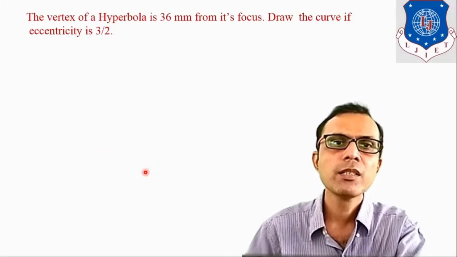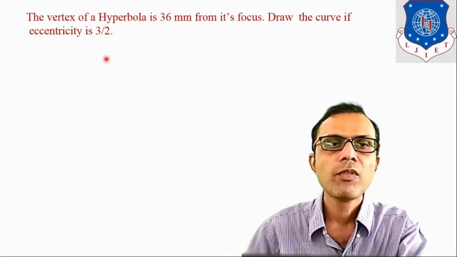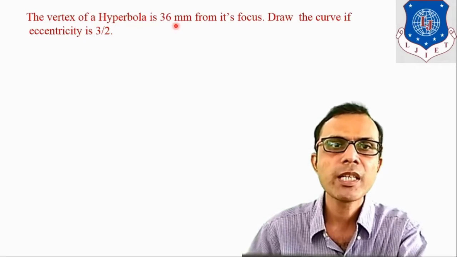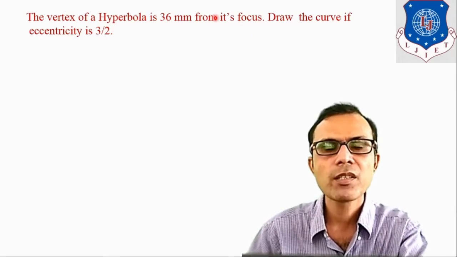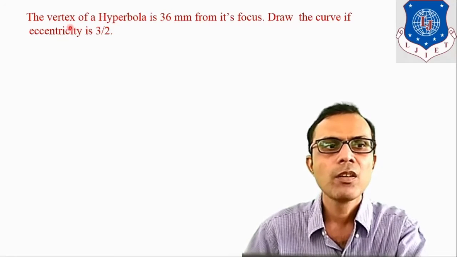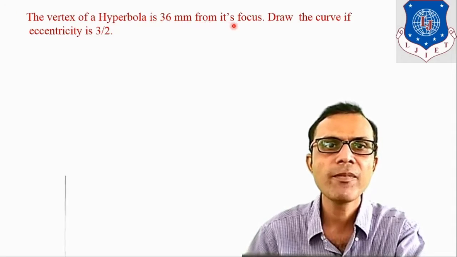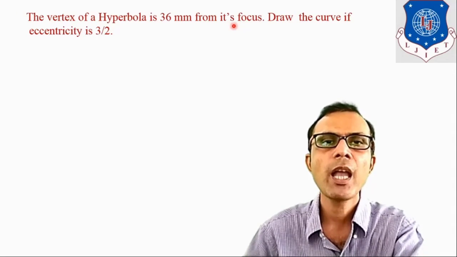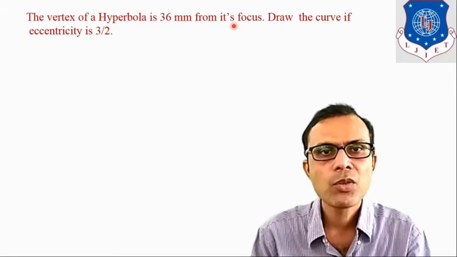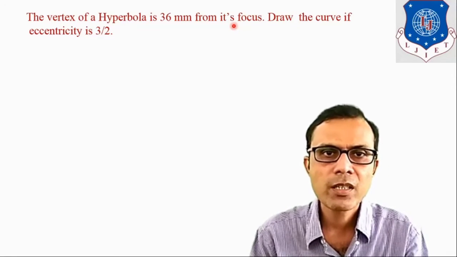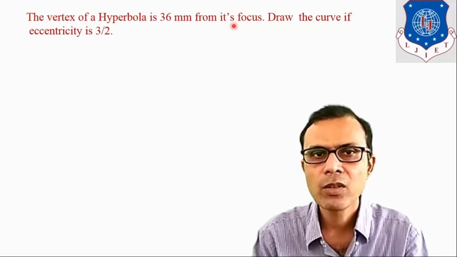Now let's see the next type, that is hyperbola. The vertex of hyperbola is 36 mm from its focus. So this distance is which distance? Vertex of hyperbola is 36 mm from the focus. VF is equal to 36 mm. To draw hyperbola, we will require to find out the BC distance. We should have both the dimensions BC and VF, then we can draw the curve.